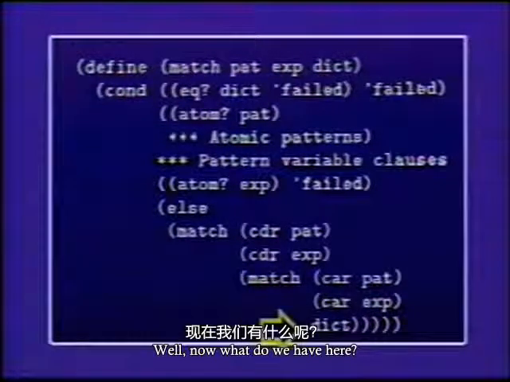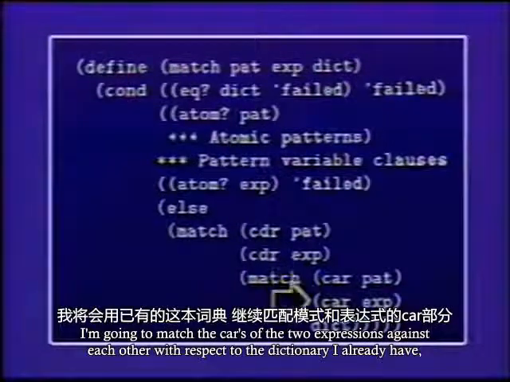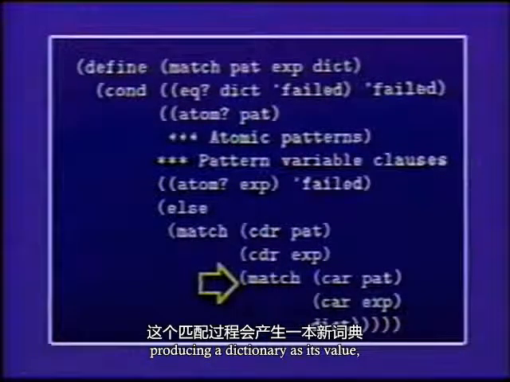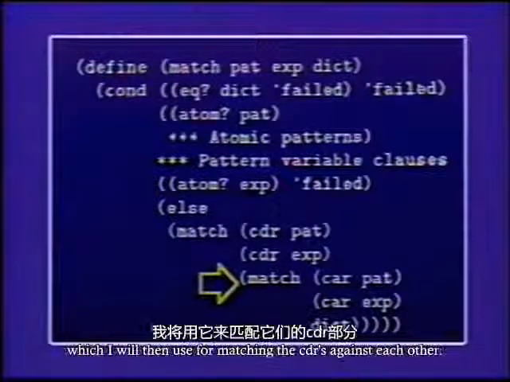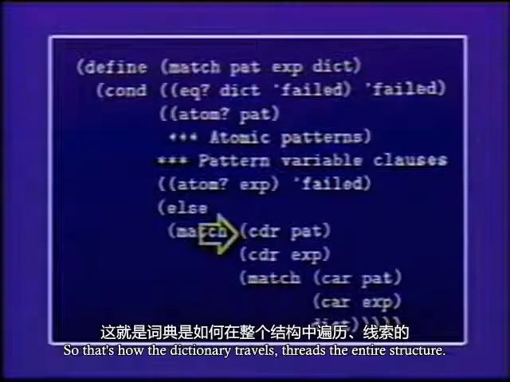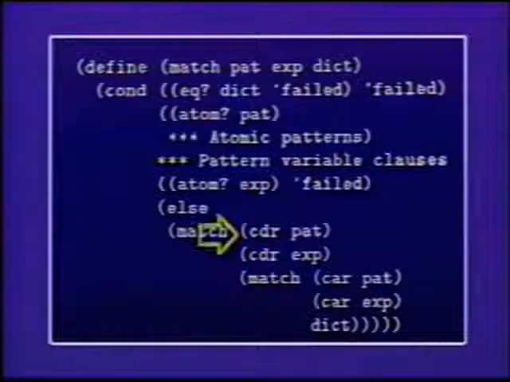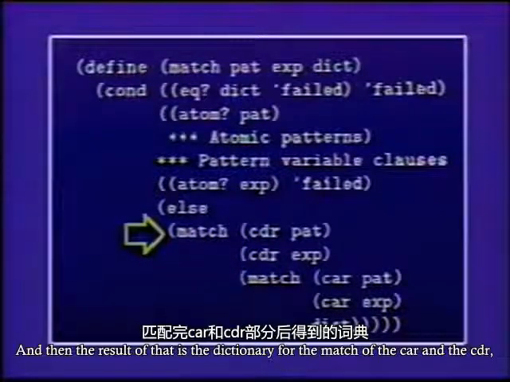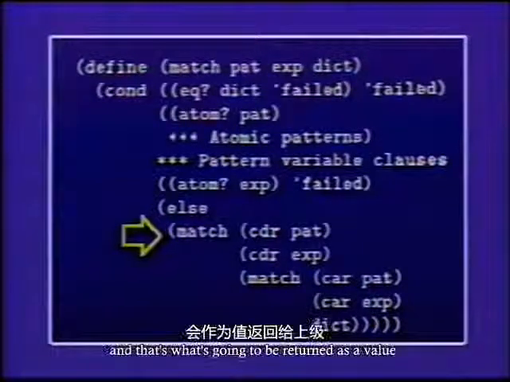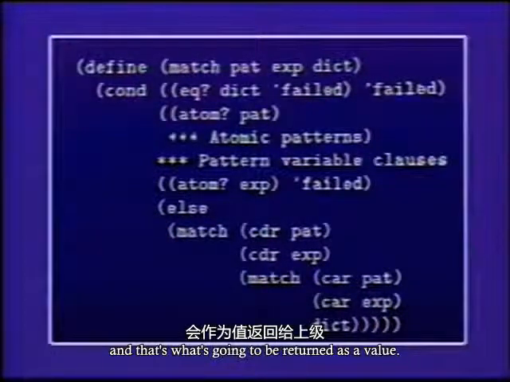Well, now what do we have here? I'm going to match the cars of the two expressions against each other with respect to the dictionary I already have, producing a dictionary as its value, which I will then use for matching the cdrs against each other. So that's how the dictionary travels, threads the entire structure. And then the result of that is the dictionary for the match of the car and the cdr. And that's what's going to be returned as a value.